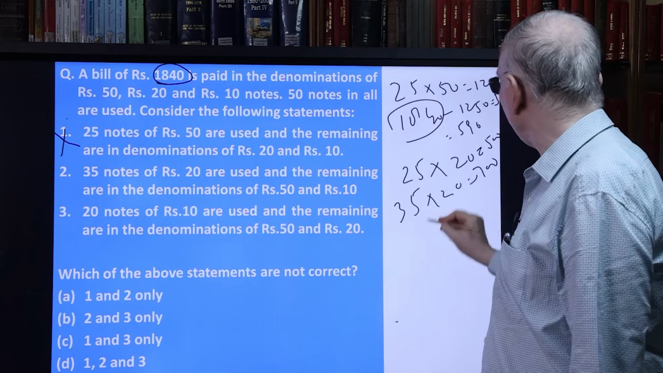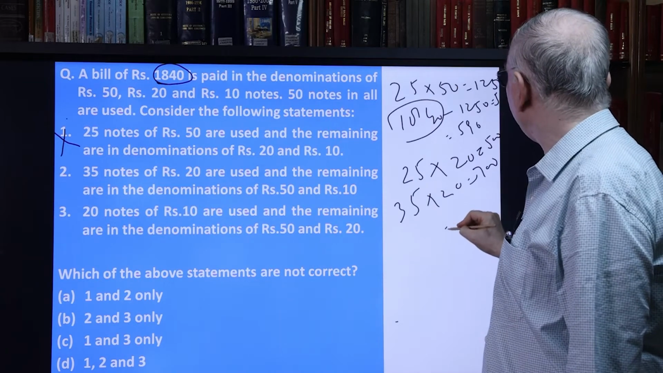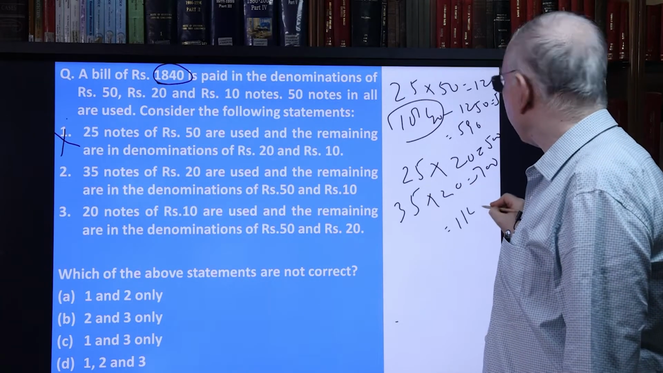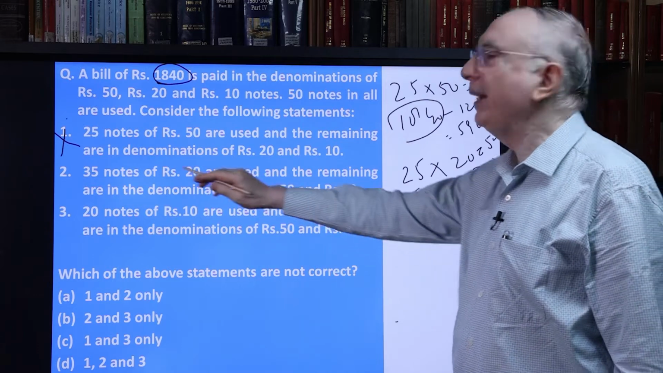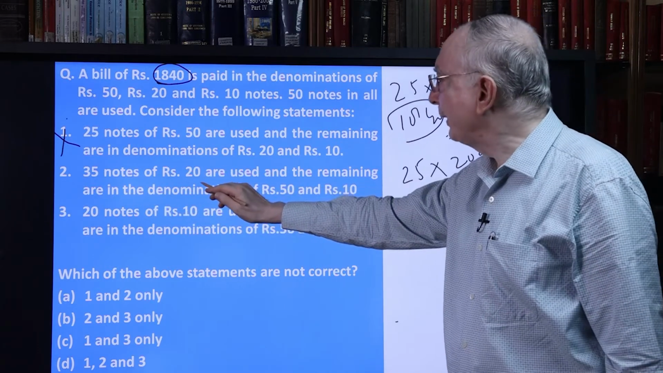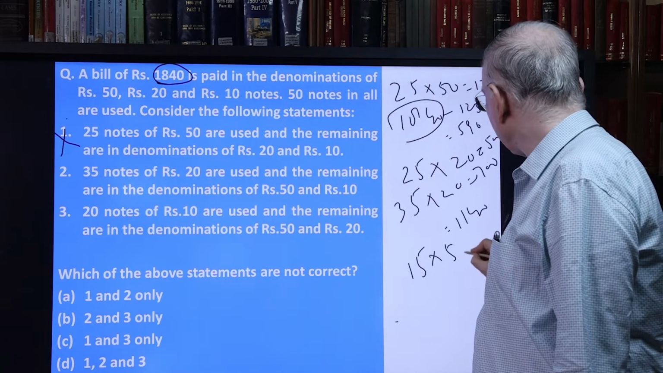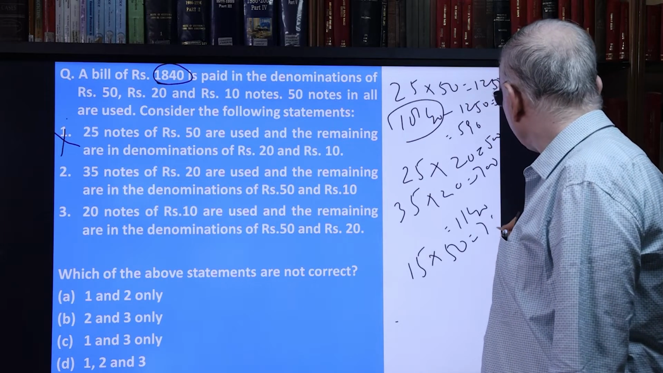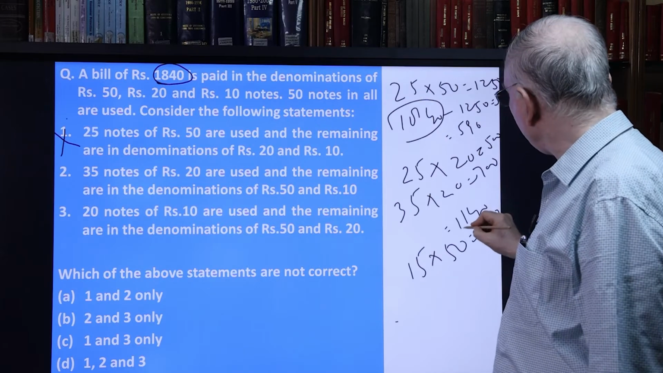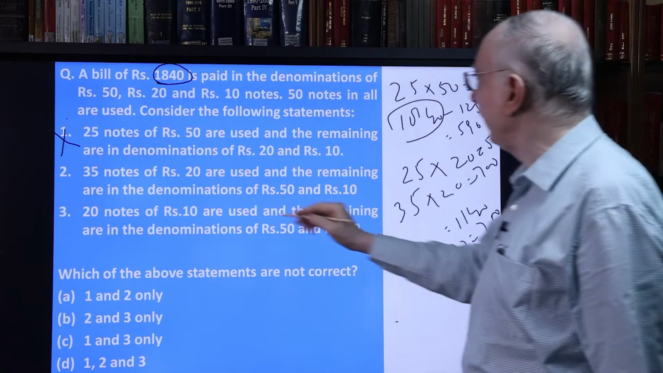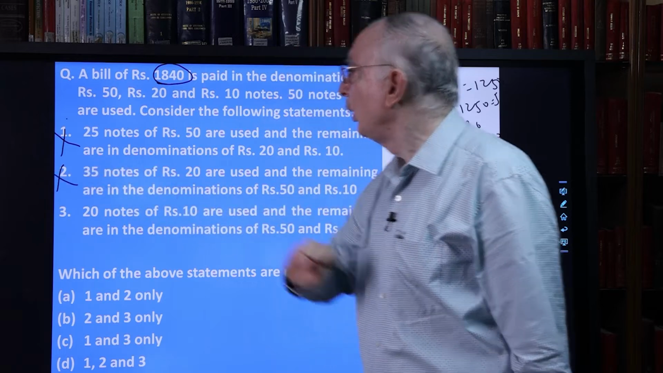Likewise, if 35 notes of 20 are used, that means 35 into 20, that gives us 700. If we subtract 700 from 1840, we will get 1140. Now, if 1140, the remaining note will be 15, and if we multiply 15 into 50, that means we will get 750, and 750 is smaller than 1140. Therefore, this statement is also ruled out.